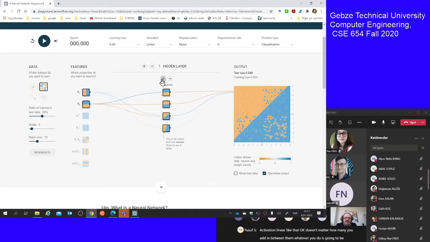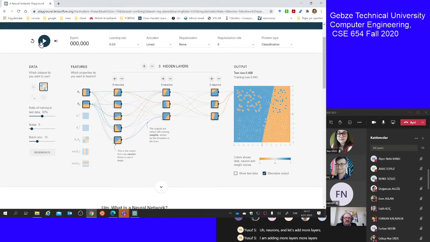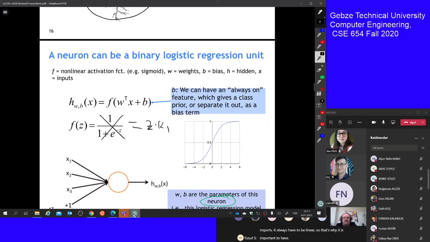Let's add more neurons and let's add more layers. I am adding more layers. Okay, run it. It's going to be a line all the time. It cannot represent a nonlinear relationship between the inputs. It always has to be linear. So that's why it is important to have this function as a nonlinear function.